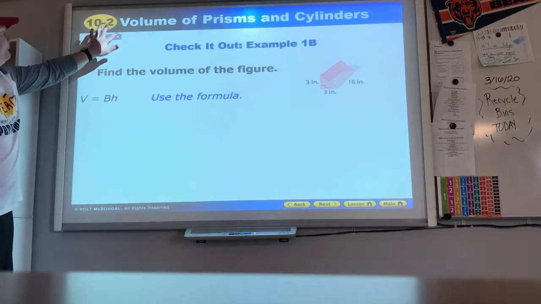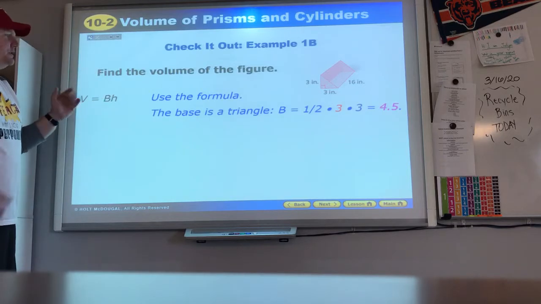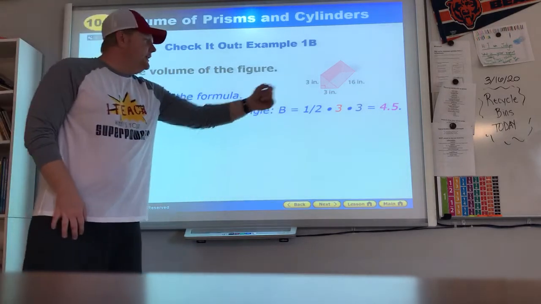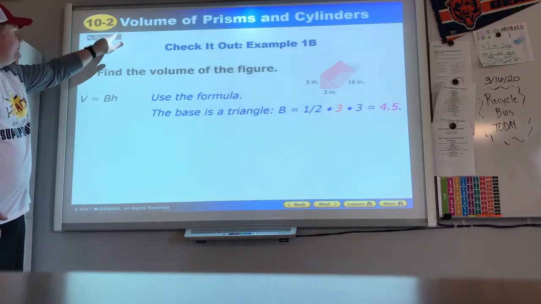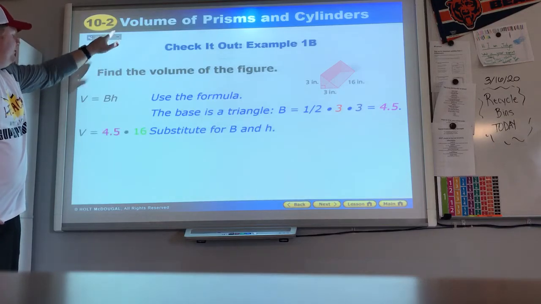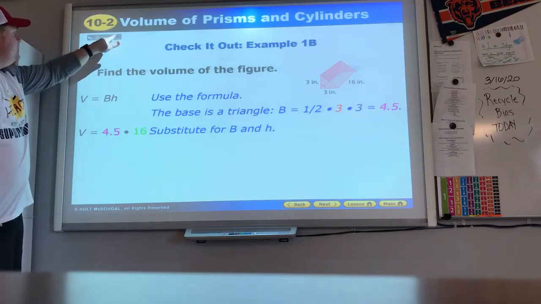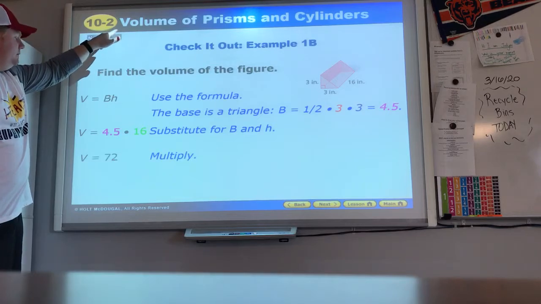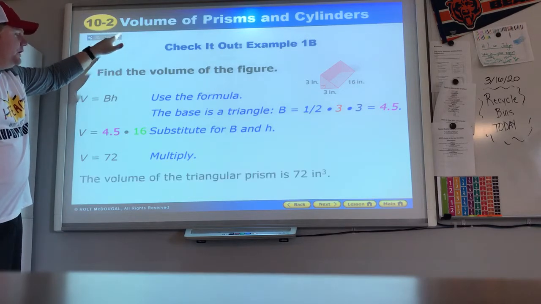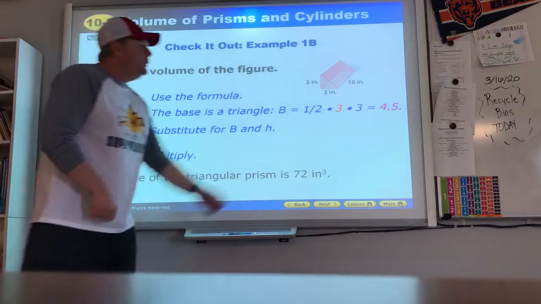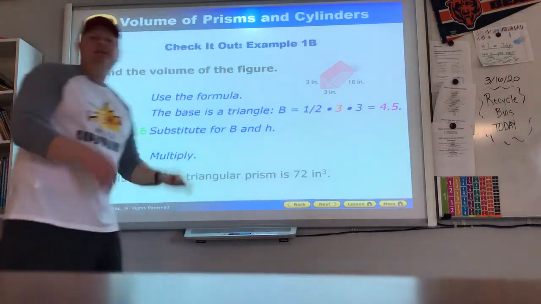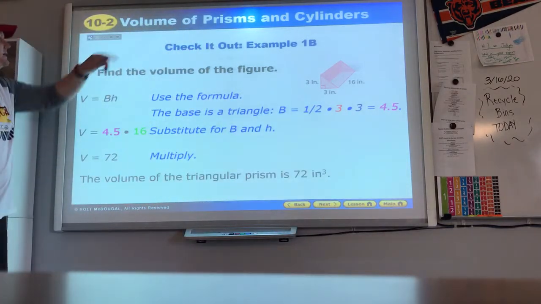All right, area of base times height or distance between them. There's your triangle. They did get the 4.5 like I did. Then they put that 4.5 in for B. Height is 16, and we get 72. And some of you may notice we had half the area but twice the length, so we got the same answer as the last one.